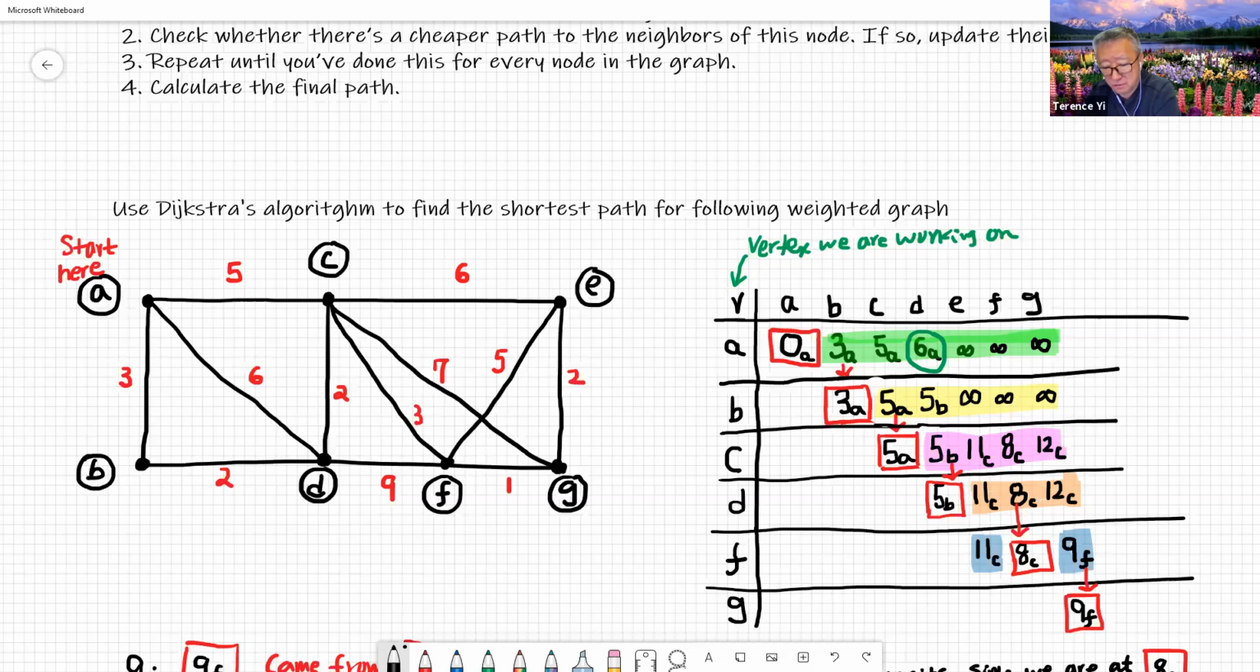The only thing that we have now is going from vertex G to E. So if you look at the way that we got 11C, it was from the D and E. Let me see. We are looking at this one over here, 11C.